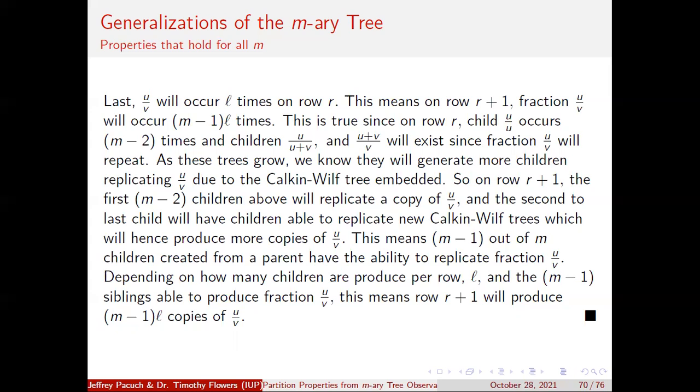And this is probably my favorite theorem from this whole project, because I made a generalization. It's a cool, nice generalization about finding the number of times some fraction u over v will occur on any level of m-ary trees.